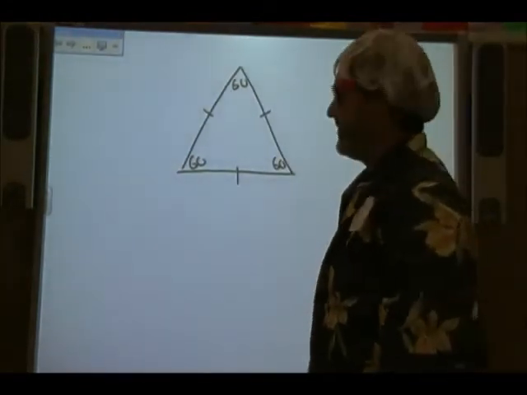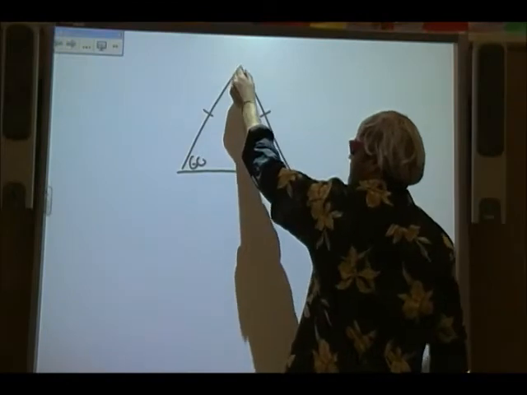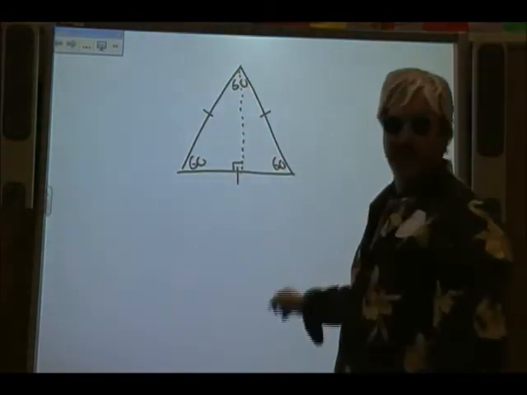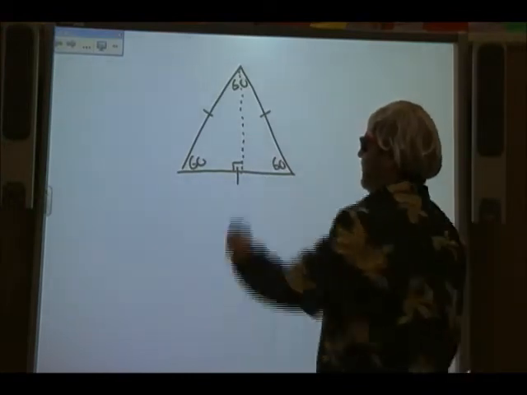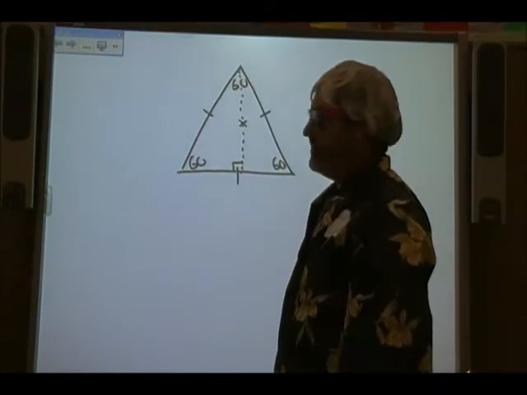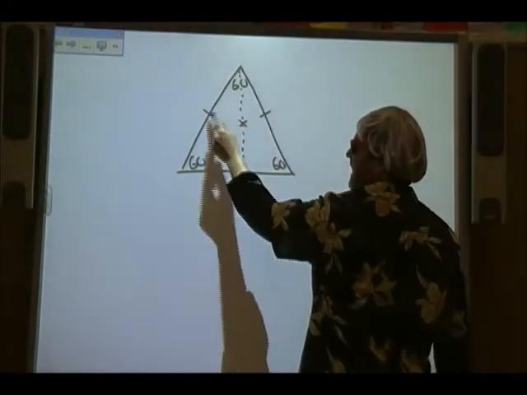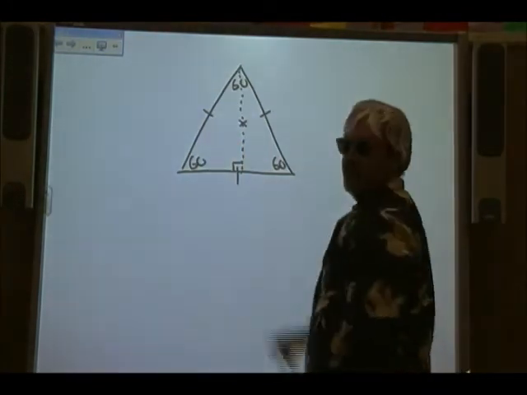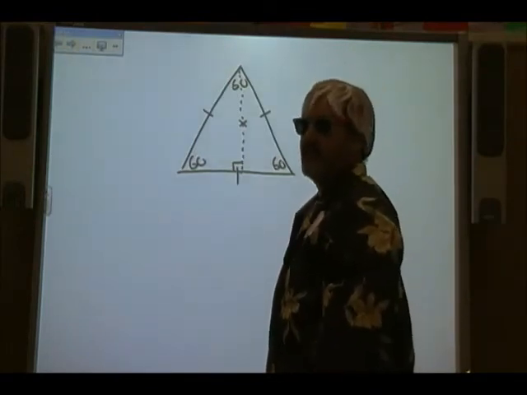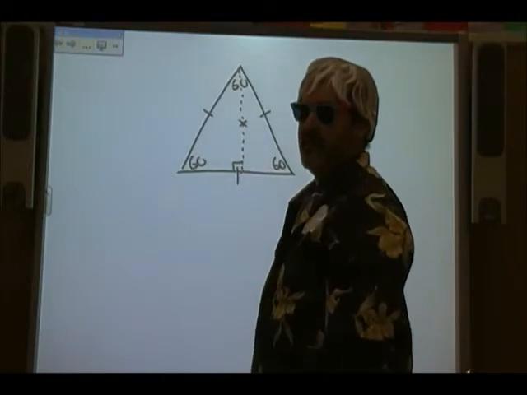Now, I can drop an altitude that makes 90 degrees. And if you notice, this side is reflexive. It's congruent to itself, like looking in the mirror. This is the hypotenuse. So these two triangles are congruent by hypotenuse-leg. That is when the leg lifts high.